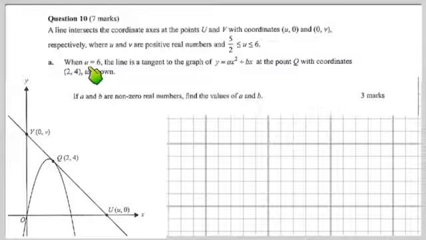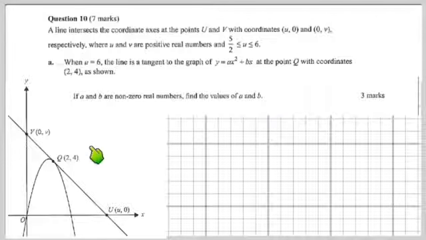But for part A, when U equals 6, the line is a tangent to the graph of y equals ax squared plus bx, which is this quadratic here, at the point Q, there, with coordinates 2 and 4 as shown. Alright, I think we get this. If A and B are non-zero real numbers, find the values of A and B. Alright, I think we can do that. I think we can rustle up a couple of equations in A and B and then solve them simultaneously. I think is probably our game plan.